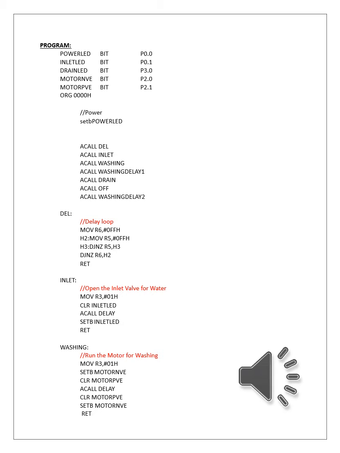The next one will run for 15 seconds. So it will go to the delay program, and once again it will return from the delay program and come back to the main program. And then port 2.0 is set, port 2.1 is clear. Next, port 2.0 is clear and port 2.1 is set. So the motor will automatically run in the reverse direction.